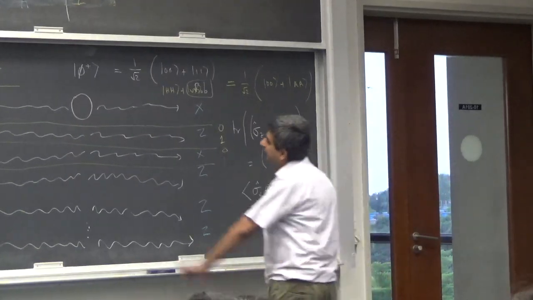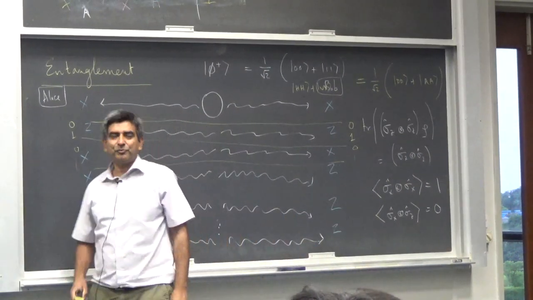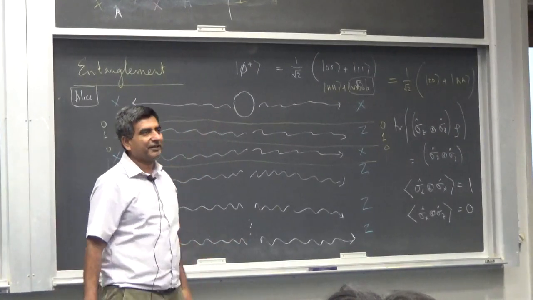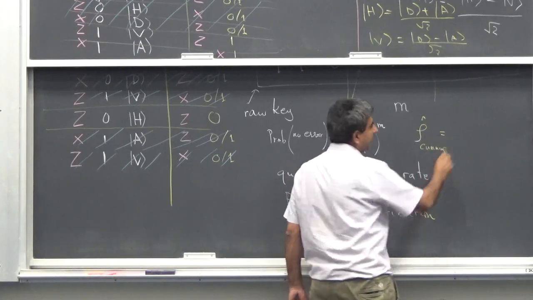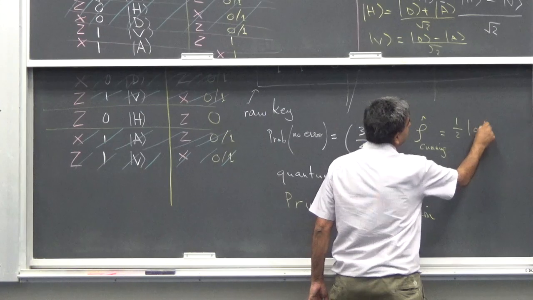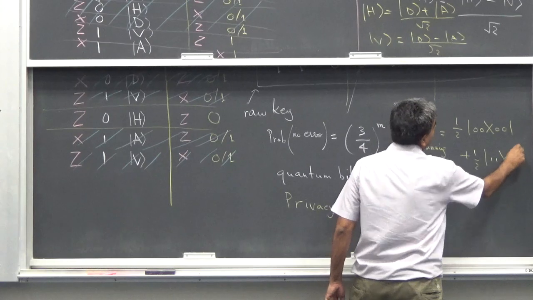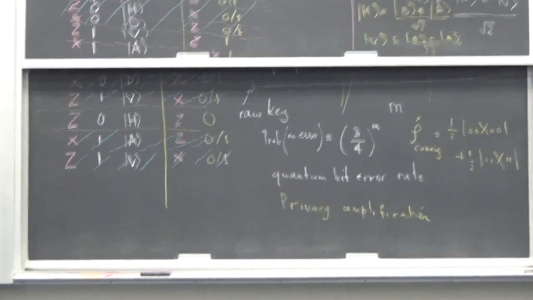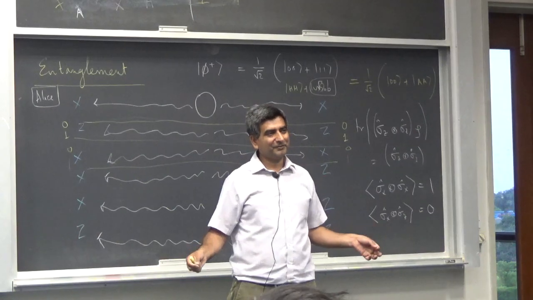By the way, if Eve comes in, Eve says, well, I want to be slightly clever, and instead of sending an entangled state, I would like to send out a cunning state like this, half ket 0 0 bra 0 0 plus half ket 1 1 bra 1 1. In this case, both Alice and Bob are going to receive 0 0 with 50% probability and 1 1 with 50% probability.